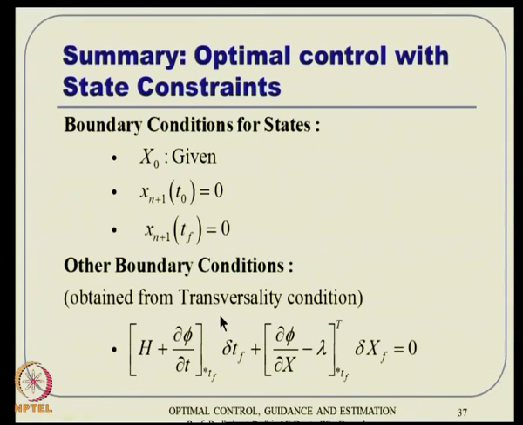So boundary conditions have to be 2n plus 2. n is here, 2 are here, and n more will come from here. And if t f is also free, one more will come depending on the situation. Hamiltonian at final time has to be equal to 0, depending on the situation. We have talked about that in early classes, when we talked about calculus of variations. Anyway, so this is the summary of it.